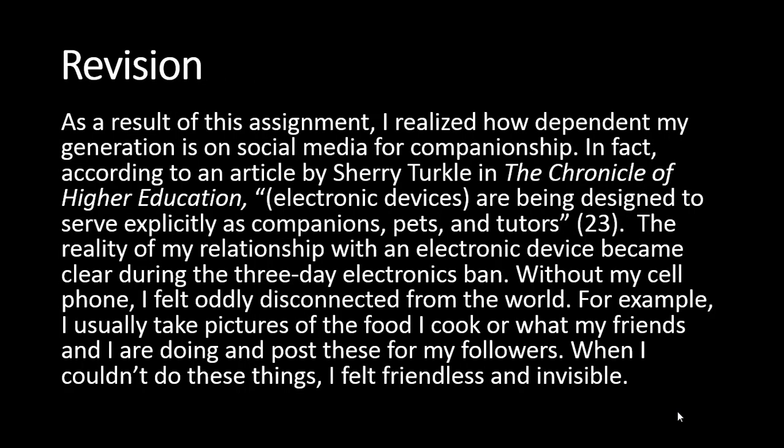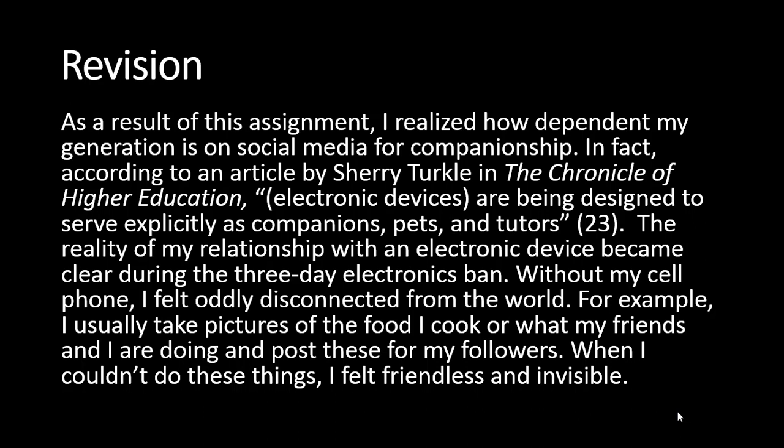So this is what I came up with. As a result of this assignment, I realized how dependent my generation is on social media for companionship. Okay, so that became the topic of the paragraph. Dependency on social media for companionship. Then I have a quote. In fact, according to an article by Sherry Turkle in the Chronicle of Higher Ed, electronic devices are being designed to serve explicitly as companions, pets, and tutors.